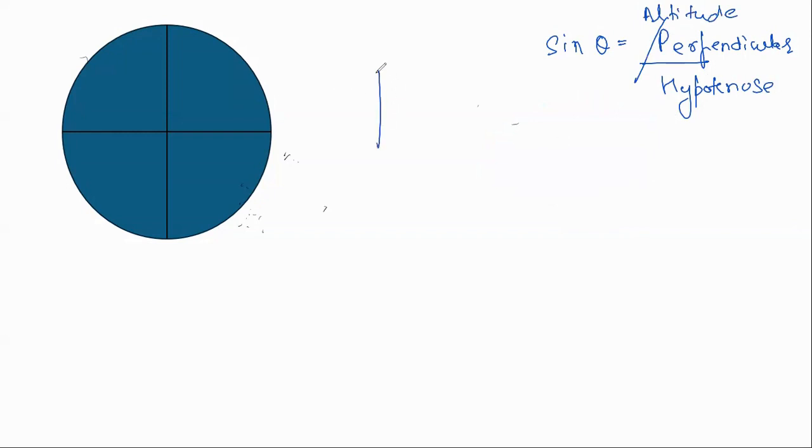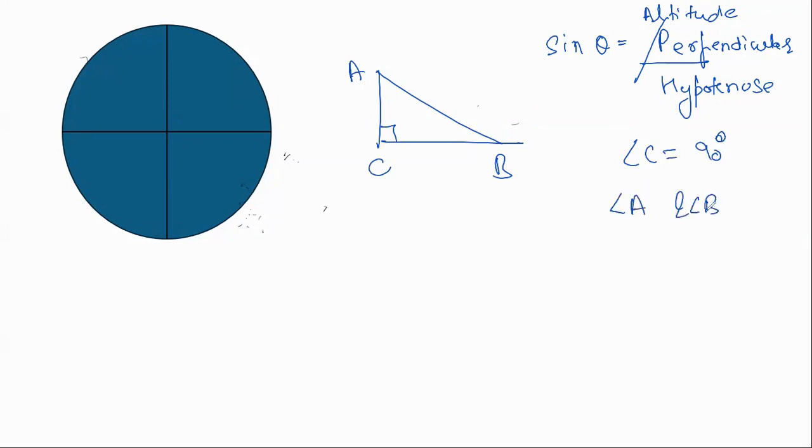Now please see, suppose this is a right angle triangle. Angle C is equal to 90 degrees. A and B are acute angles. You know that in a right angle triangle, when one of the angles is 90 degrees, the other two are acute. We have already discussed that. So let's see how sine theta value is less than 1 first.